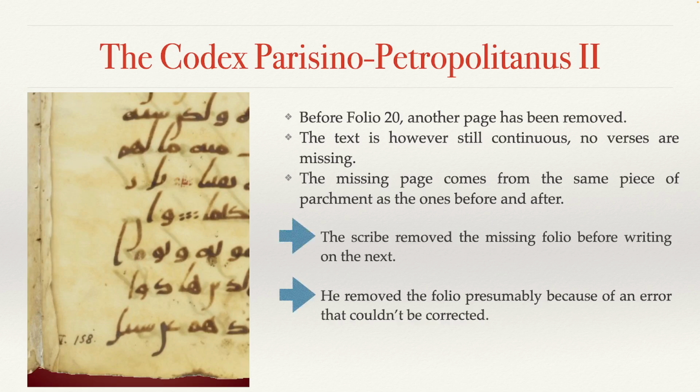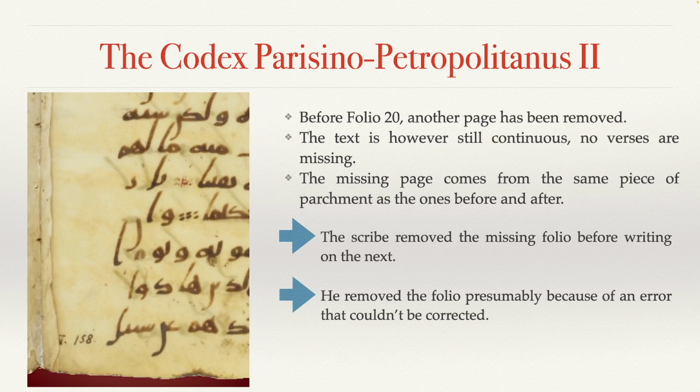The scribe removed the missing folio before writing on the next page. We know that because neither verses nor subsequent folios are missing. He removed the folio presumably because of an error that couldn't be corrected. Must have been a major error, else he could have corrected it on the folio itself, like he did on folio 10, where he added a second lam to the word kalla in order to turn it into kalala. So what was the error?